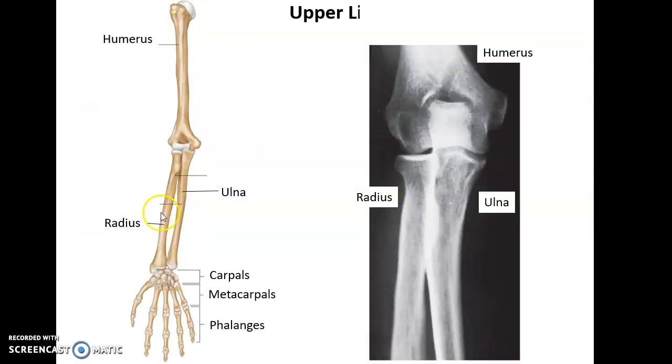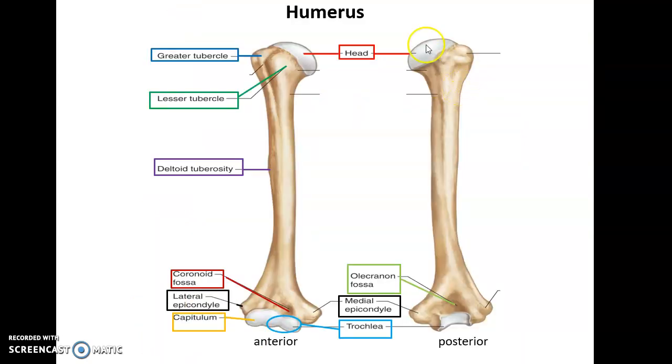Here's the upper limb: humerus, radius, ulna, carpals, metacarpals, and phalanges. The humerus, or the upper arm bone, has this smooth knob called the head. The head fits into the glenoid cavity of the scapula, giving us the shoulder joint. Then also in the proximal end, we have this large rough patch called the greater tubercle, pointing out laterally, and then a smaller rough patch called the lesser tubercle, pointing out anteriorly. If we go down a little bit along the shaft, there is a rough patch here called the deltoid tuberosity.